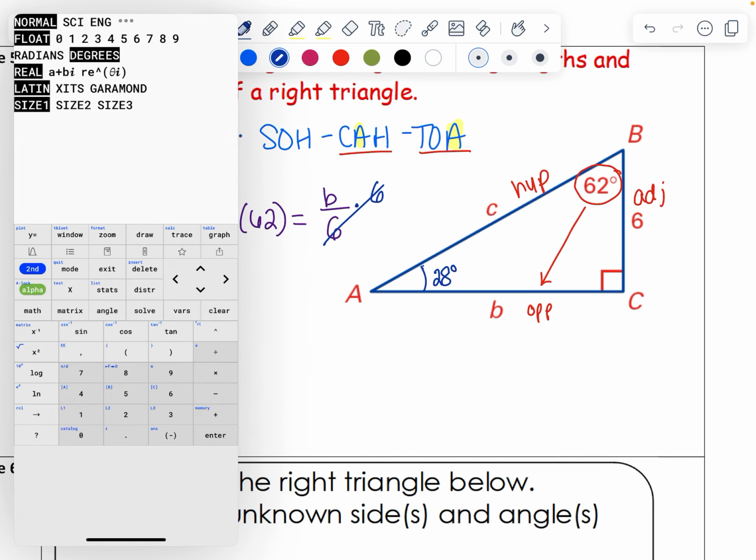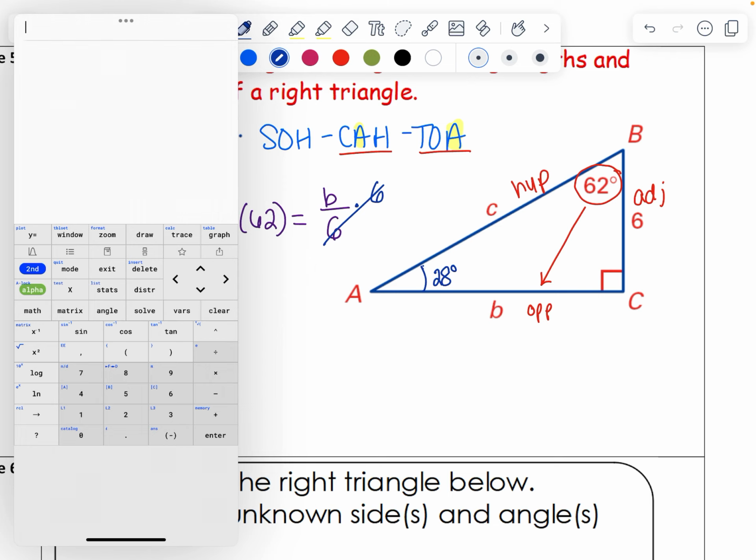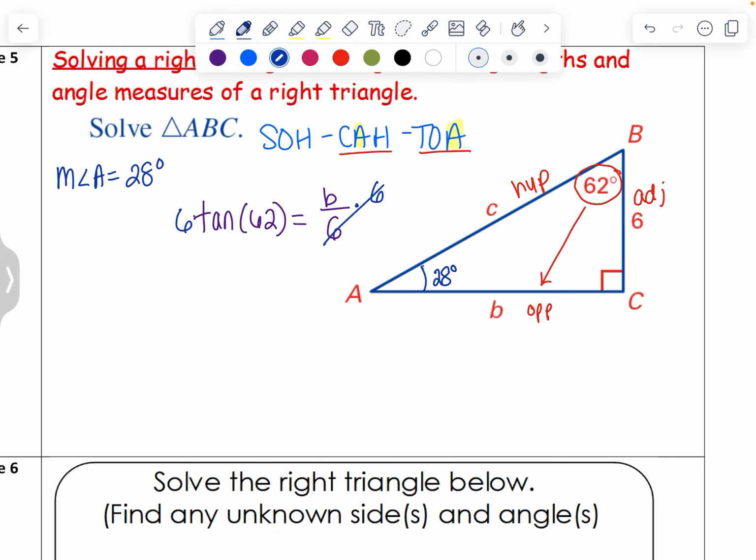So then make sure that your calculator is in the right mode. You want to be in degree mode, so if radians is highlighted, you have to switch it, hit enter, and then hit exit. You gotta do 6 times the tangent of 62. You should get 11.3 about. Okay, so there's another answer, and then we have to solve for C.